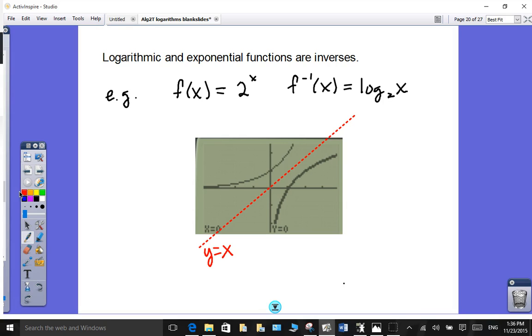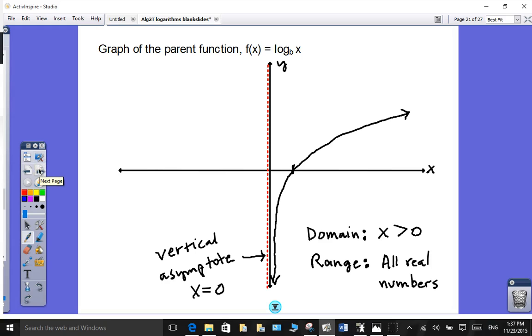Now remember, the exponential had an asymptote on the x-axis. So where do you think we're going to have an asymptote on a logarithm? On the y-axis. And you can kind of see the way this graph is shaped that it does look like it's probably going down. Okay. Which leads us to, that is the graph of the parent function for a logarithm. Right, that's what it looks like.